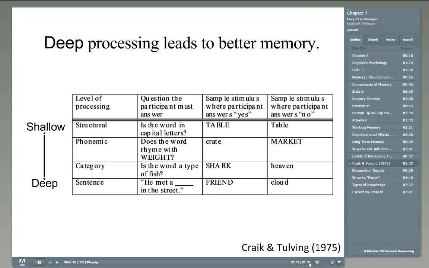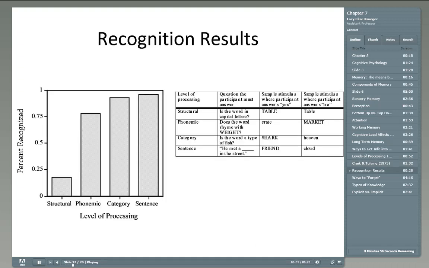And we'll take a look at the results next. What Craik and Tulving found was that the best type of memory processing was the deeper level of processing, and that was the category and the sentence. And notice that just thinking about it in structural terms, you really don't even think about the word that much itself. And so they suggested that deeper levels of processing led to better memory.